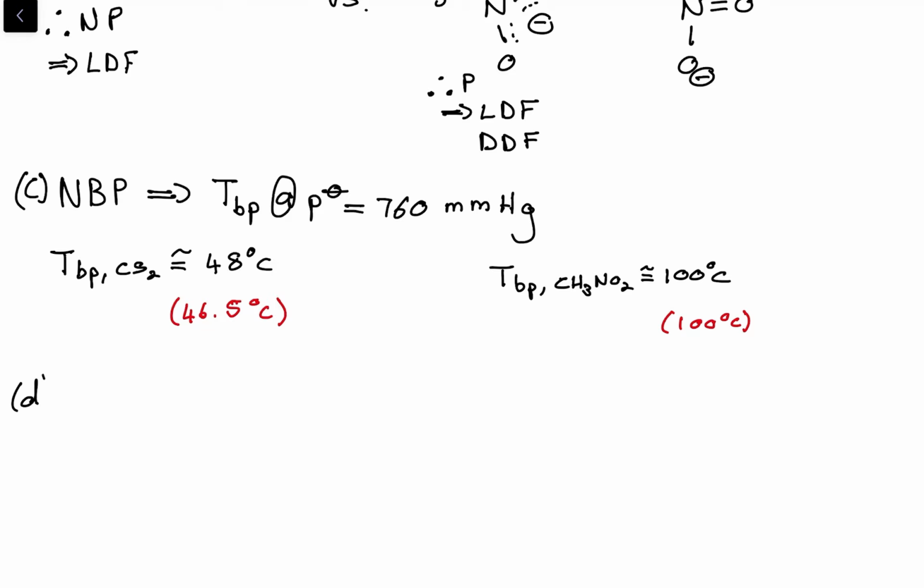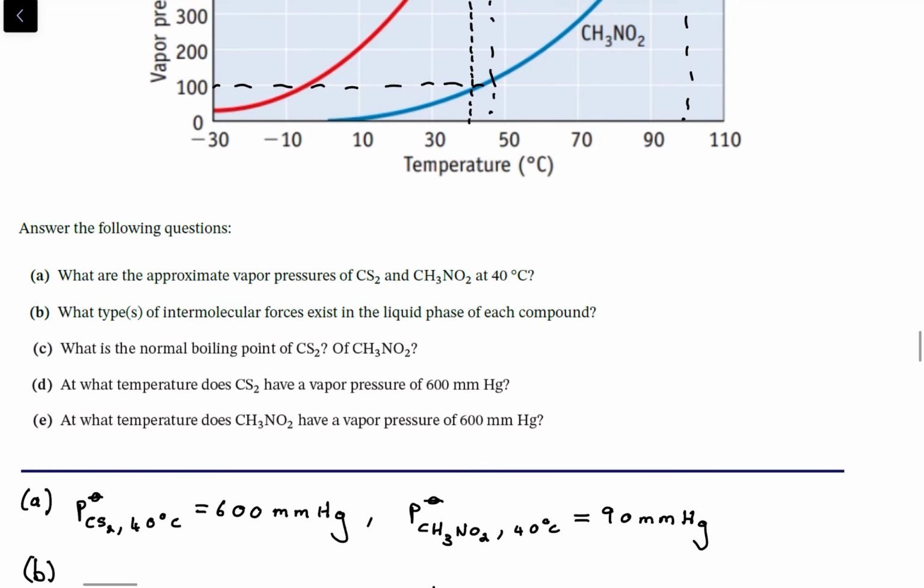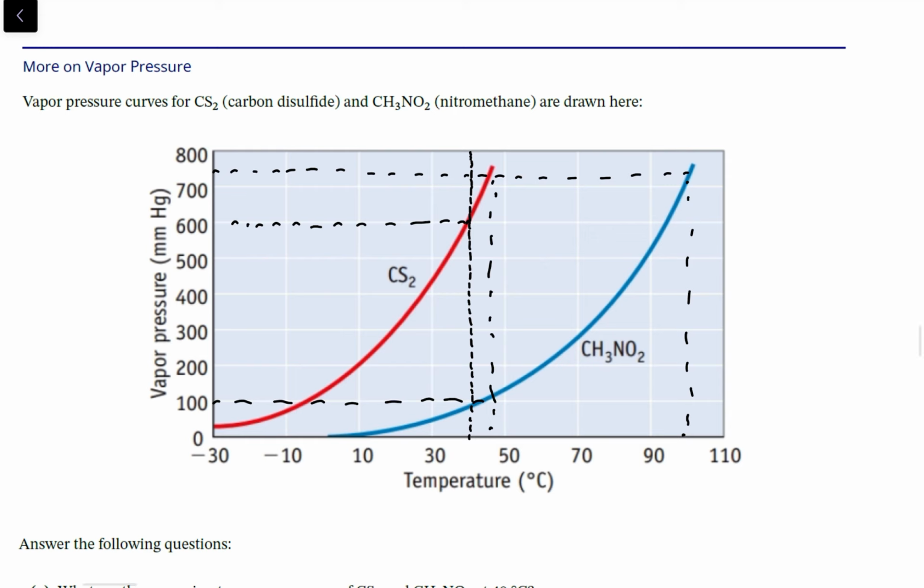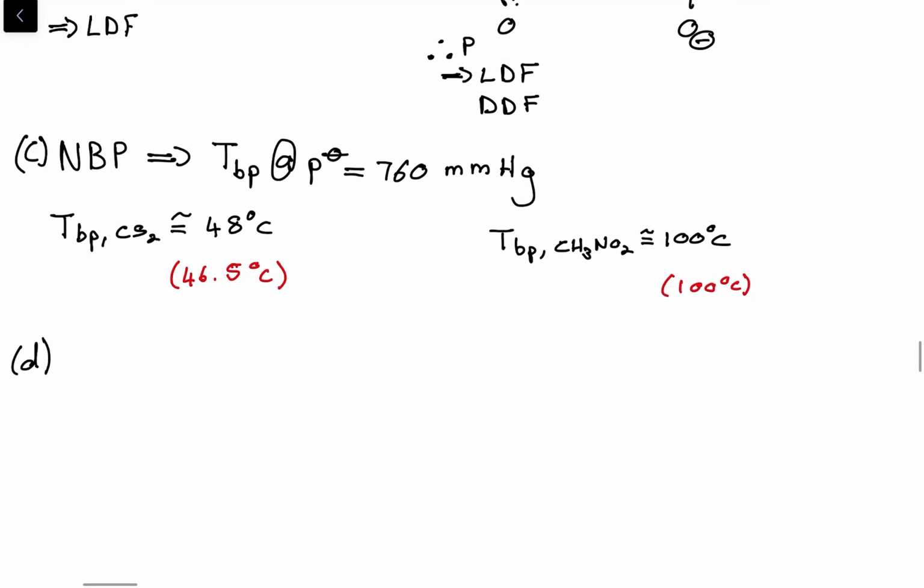Okay. Question D. At what temperature does CS2 have a vapor pressure of 600 millimeter mercury? So in a closed container, where does that happen? And we saw that it's around 40 degrees Celsius. It's just the same question as A, just posed the opposite way around.